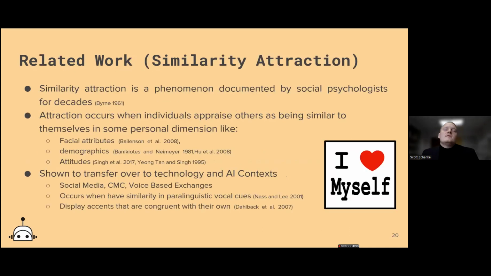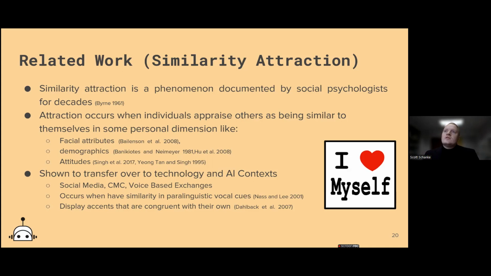So, some related work about this is the idea of similarity attraction. And similarity attraction has been around for a very long period of time. It's been noted by a lot of social psychologists for decades. Attraction basically occurs when individuals appraise others as being similar to themselves in some personal dimension, right? So it could be facial attributes, it could be demographics like gender or race. It can also be attitudes like personality.